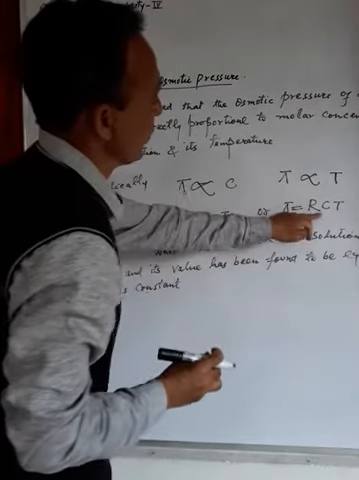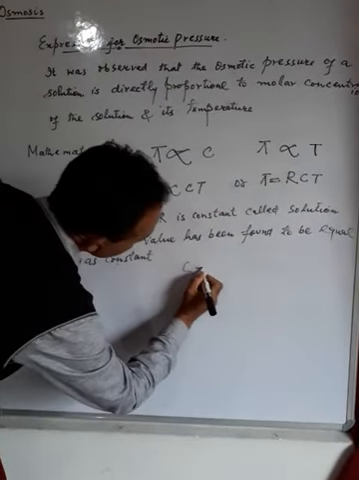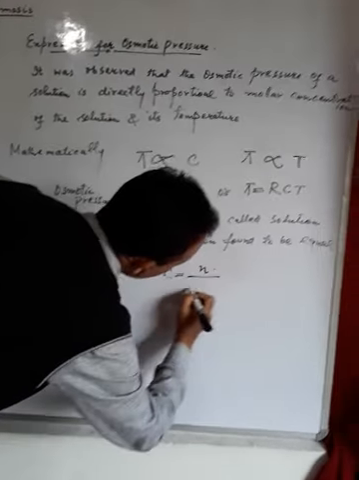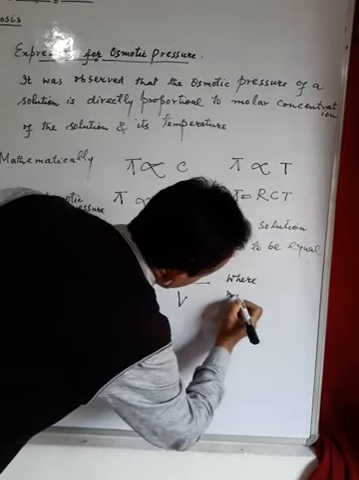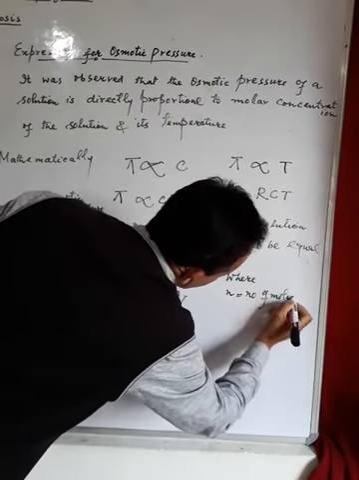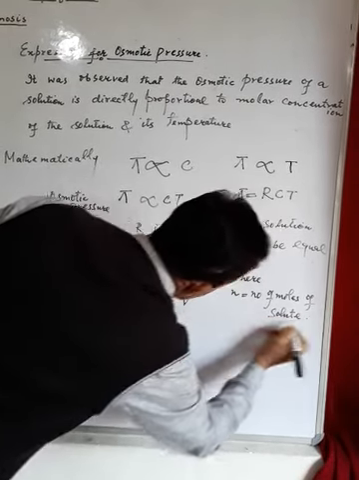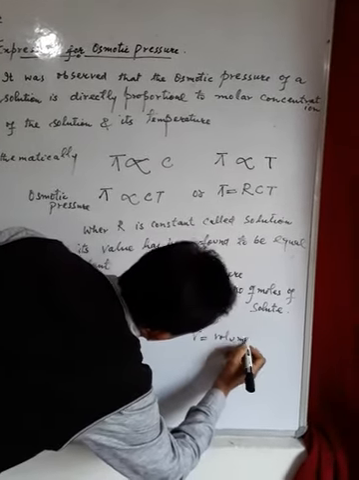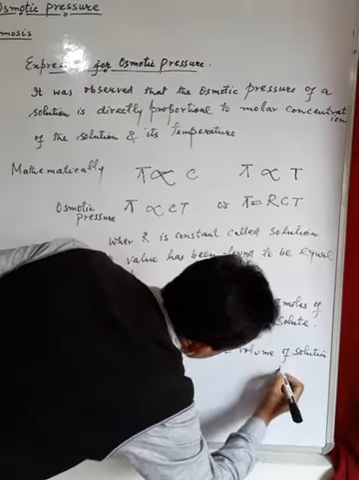Now pi is equal to CRT, but C is the molar concentration. It is equal to n, the number of moles, by V, where n is the number of moles of solute, V is the volume of solution in liters.